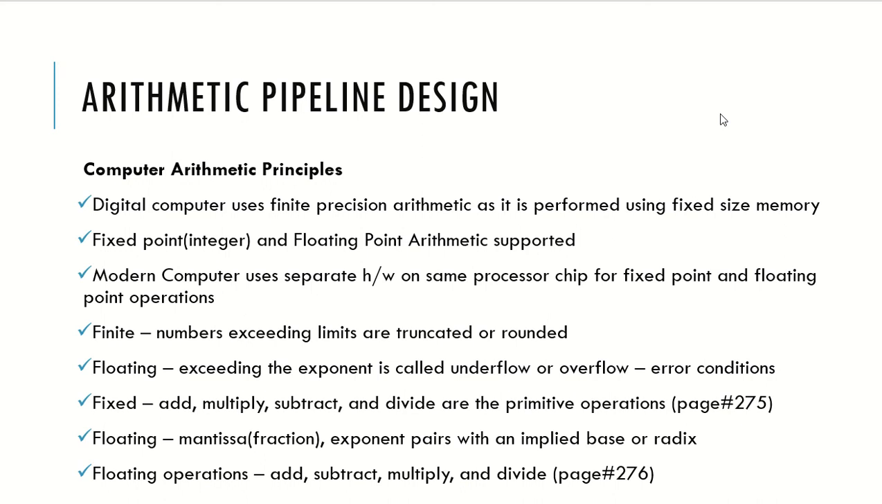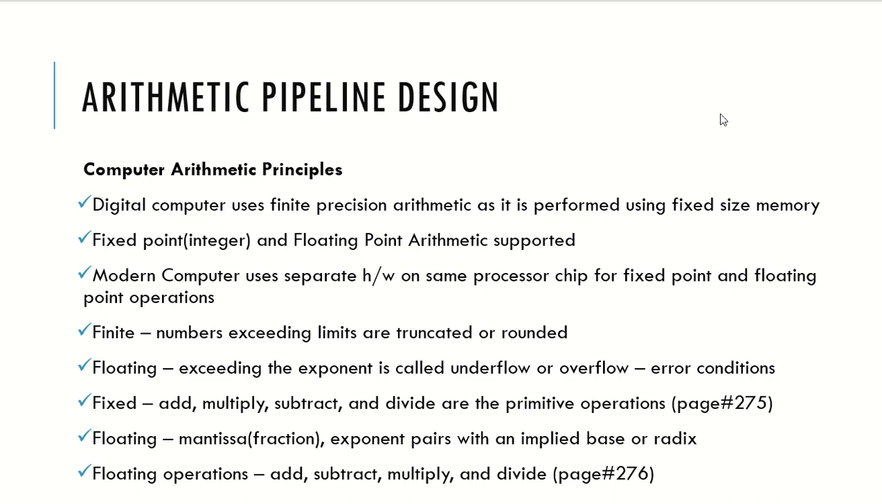So let's talk about that as computer arithmetic principles. When you talk about a digital computer, the computers that we see these days go for finite precision. This finite precision means you cannot have an infinite number of decimals, or an infinite number of exponents or fractions, for a particular number. It should always be within a limit, and that is called finite precision.